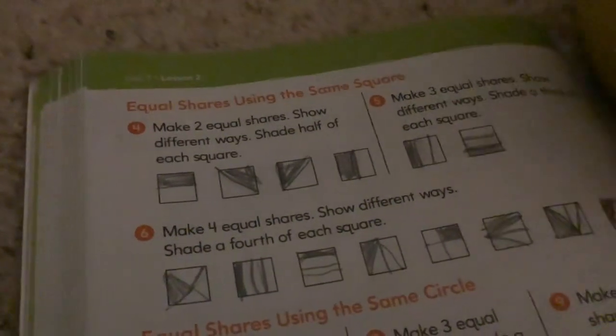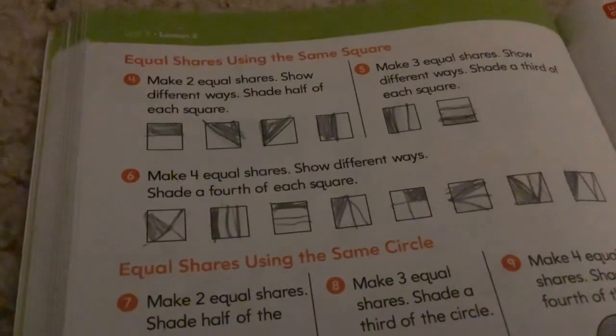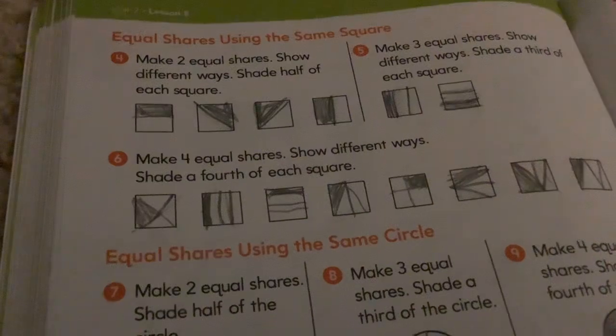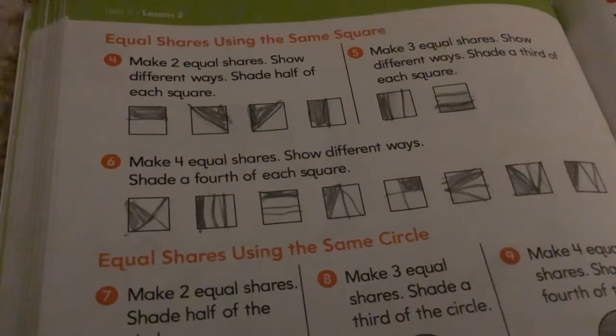Whoa, so many equal shares. Wow, I can't believe it. Yes, Quack. Equal shares using the same square. Make 2 equal shares. Show different ways. Shade half of each square.